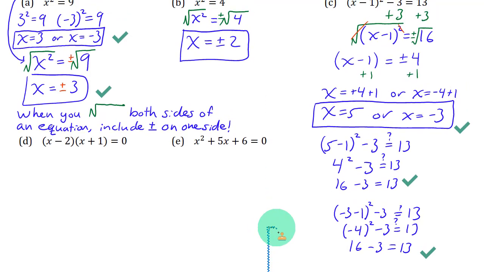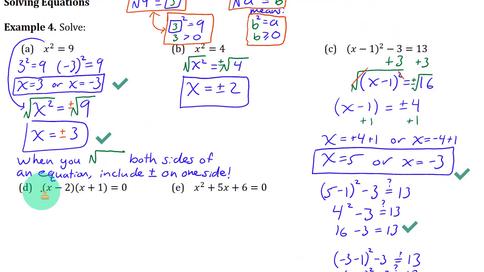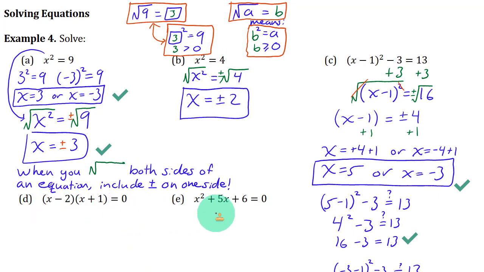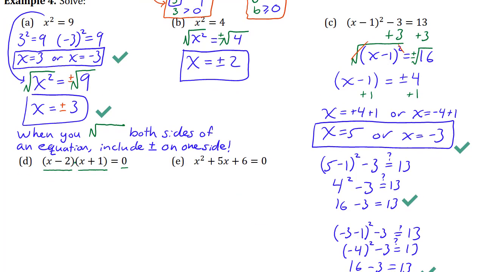All right. So let's go on to part D here and E. These are a little different. Like if you were to FOIL this out, you'd have an x squared in it, but you'd also have something times x. It wouldn't be something you can just take a square root of. But the trick is that you have two things being multiplied together, here is what this is saying, to make 0. And the trick is this fact that anything times 0 is equal to 0.